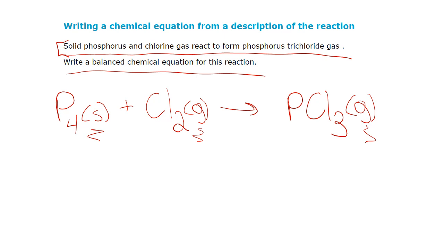So here, we want to balance this. We want to balance everything but hydrogen and oxygen first. So I see that 4 in front of phosphorus. I can put a 4 there. And then we have 12 chlorines on the right, and therefore, I'm going to put a 6 in front of the chlorine. So this is a balanced chemical reaction for this.